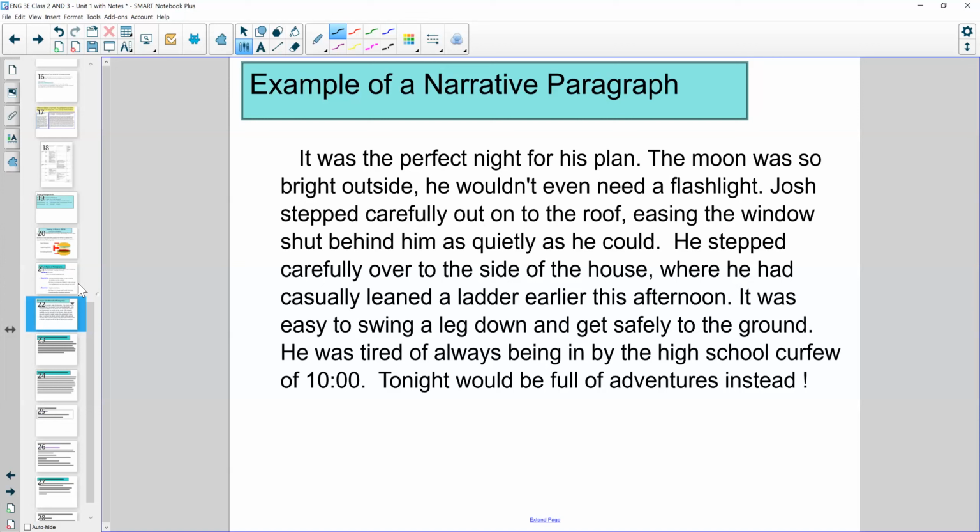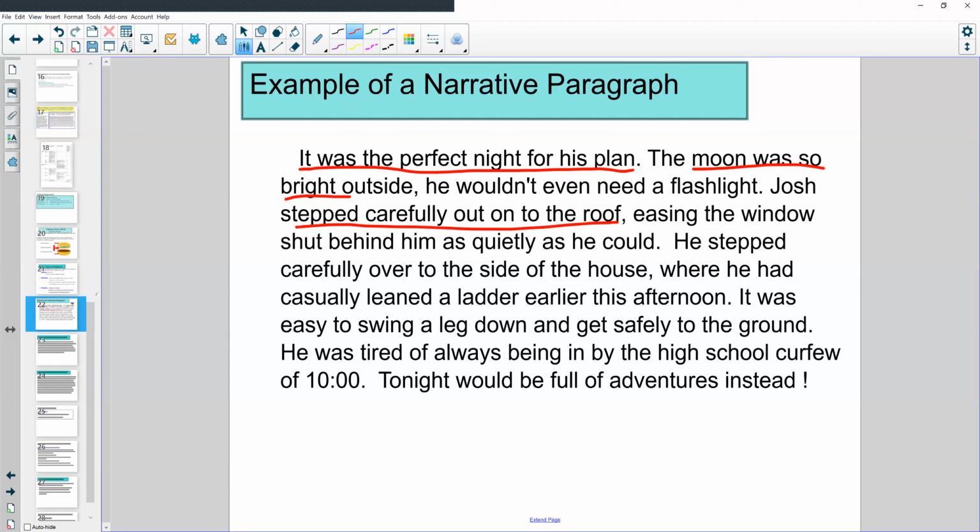So you can see it does still have a topic sentence, right? Hang on, I'm going to use a different color. There is still a topic sentence. It was the perfect night for the plan. And then the majority is giving the details, right? The moon was so bright. He's stepping carefully onto the roof.